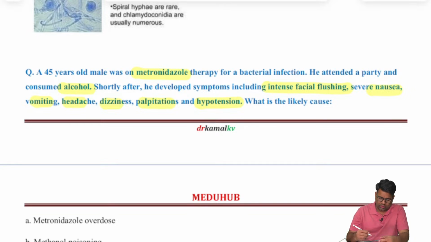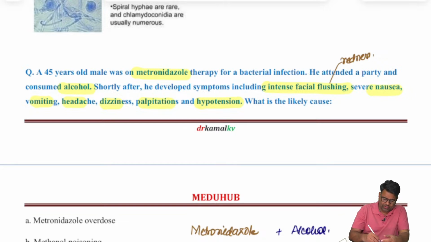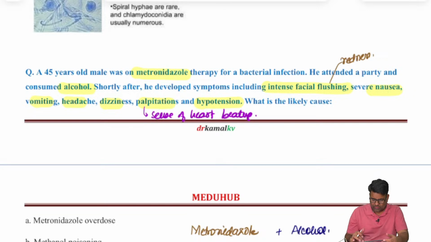Here you need to note down two things. Number one, metronidazole, and second, alcohol. The patient developed flushing, which means redness, along with nausea, vomiting, headache, dizziness. Palpitations means a sense of the heart beating. Hypotension is low blood pressure.